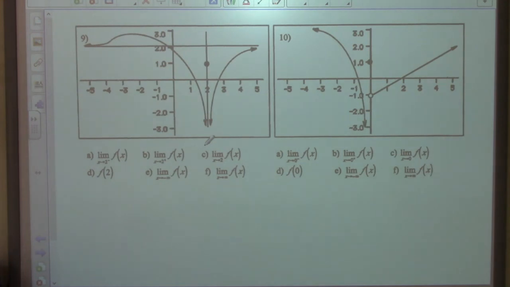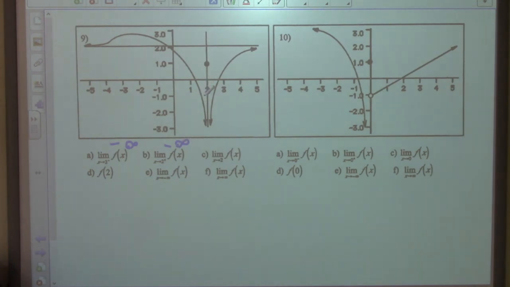Okay, this one here on 9, the limit as x approaches 2 from the left side is? Negative infinity, which is a kind of form of does not exist. The limit as x approaches 2 from the right side? Negative infinity. Okay, so Emma, are you seeing that?